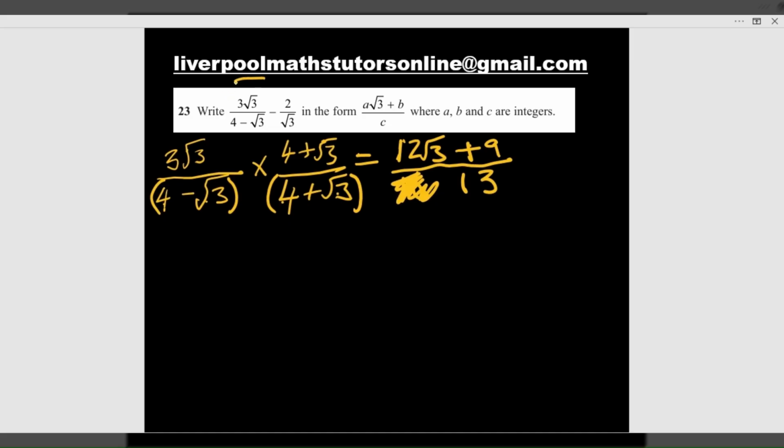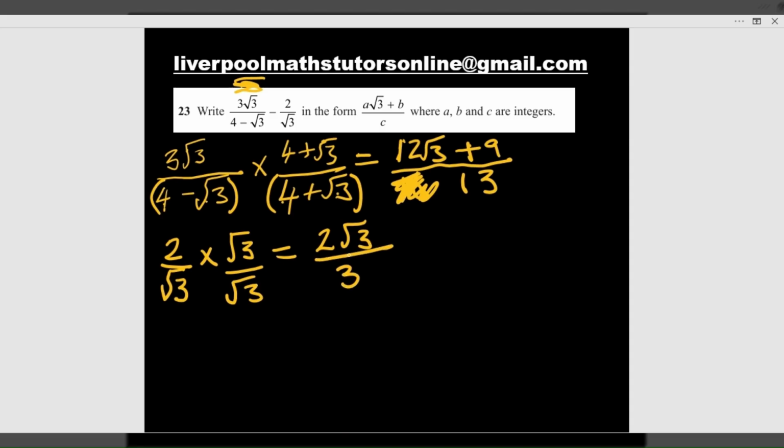So we've got that first one rationalised now. So the second one isn't too hard to rationalise. I think that could be maybe grade 6, that bit. So I'm going to do the same, just times it by whatever's on the bottom. So root 3 over root 3. And that's going to give me 2 root 3 over 3. Right, so they're the two fractions that I'm dealing with.